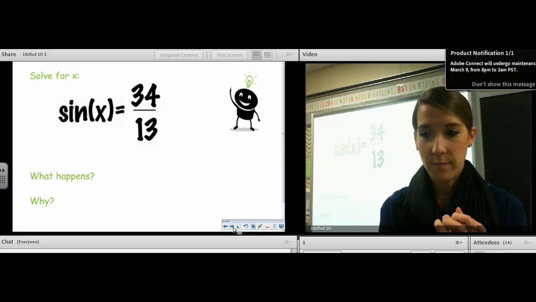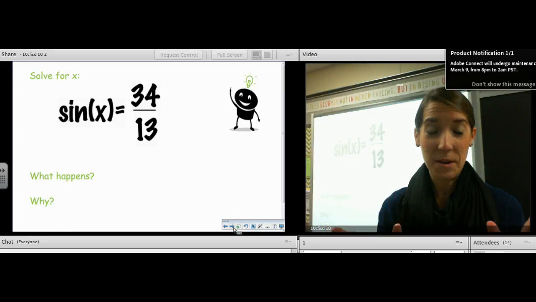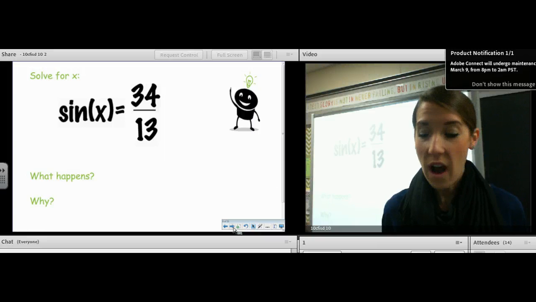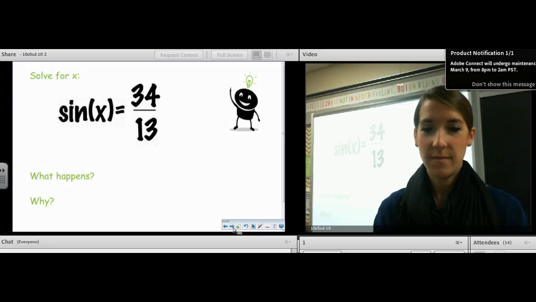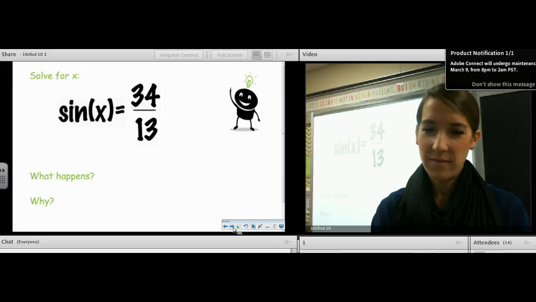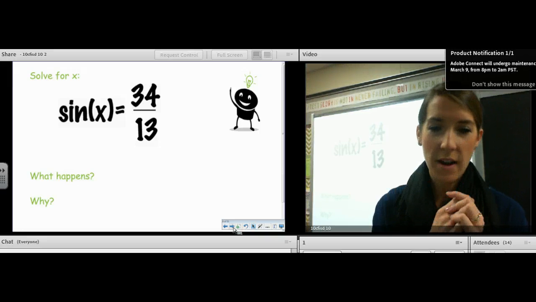What does your calculator say? Error, error. Why doesn't your calculator know how to do this one? I want someone to give me a good answer why the calculator is giving you an error message. There's a really great reason. No. Carson did teamwork and they got it right.